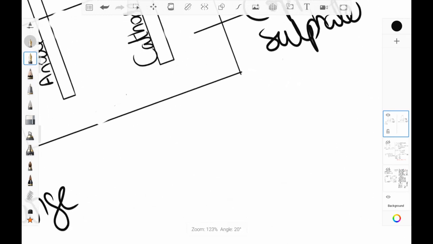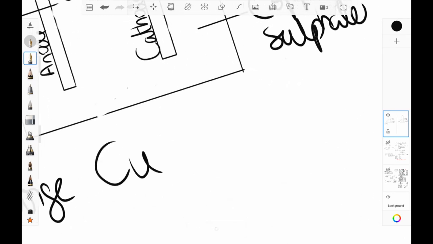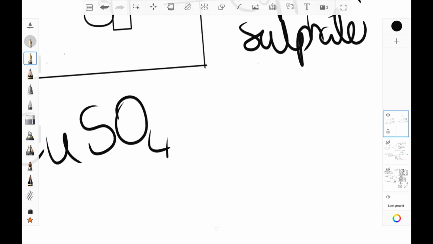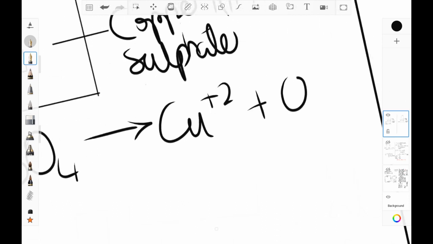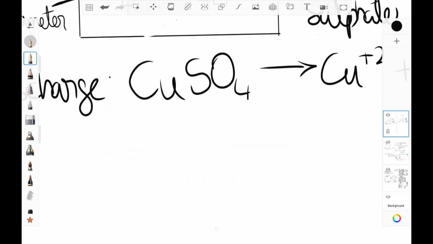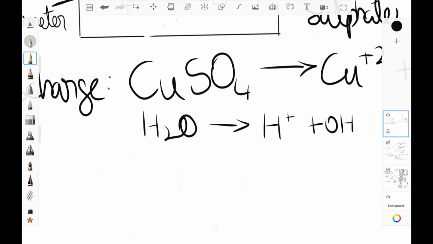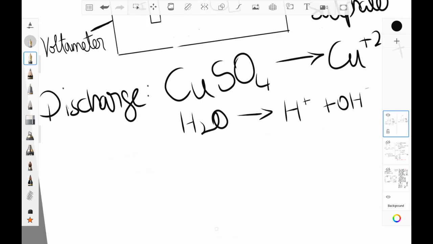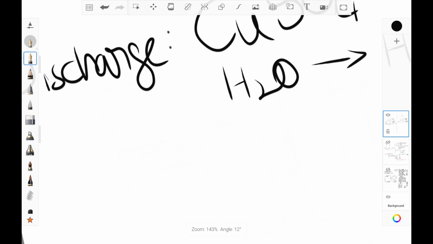And because it's an aqueous solution, you have CuSO4, which discharges to form Cu2+ plus SO4 2-, the sulfate ion, which has a 2- charge. Again, this is an aqueous solution, so you must show the decomposition of water: H+ and the hydroxide ion. As you can see, this is the discharge complete.